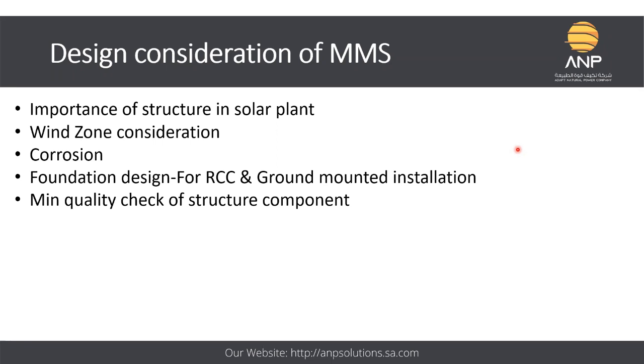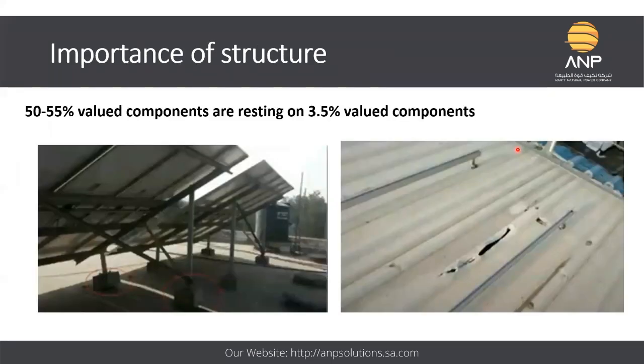So I'll be explaining every point in the upcoming slides. First of all, the importance of structure. The main component in a solar PV system is the module, because if we take the total cost of the project as 100%, then 50 to 55% of the cost is incurred in the module. So 50 to 55% valued components are resting on 3.5% valued components.